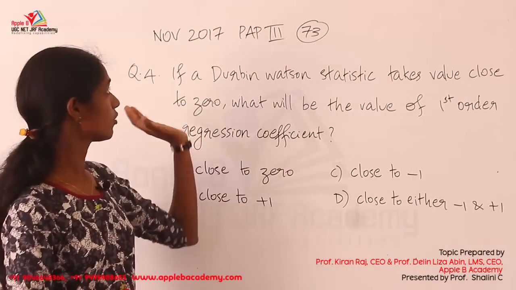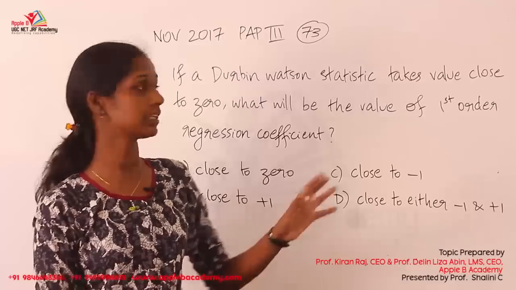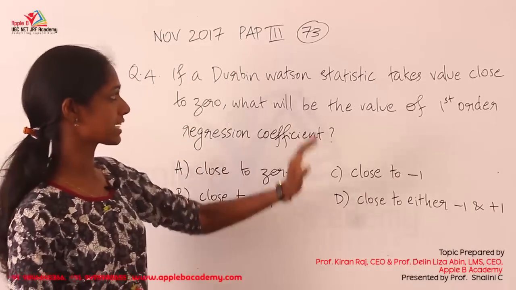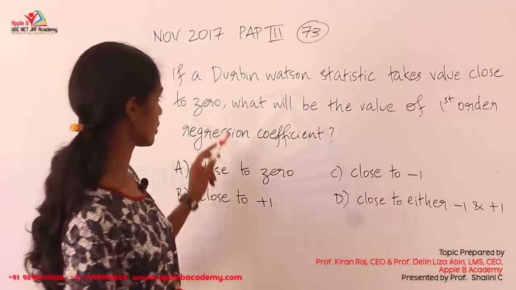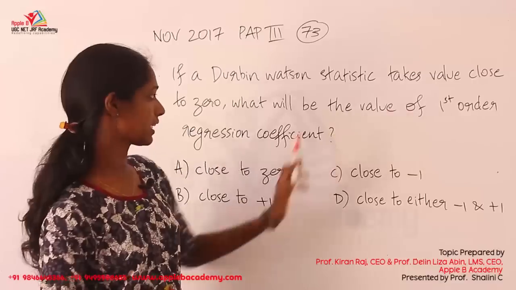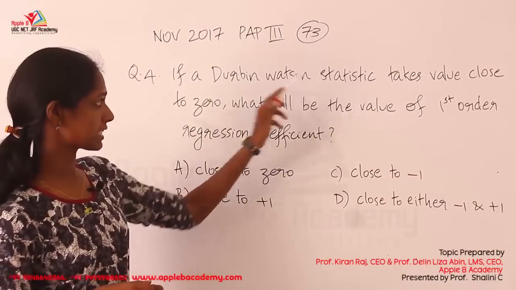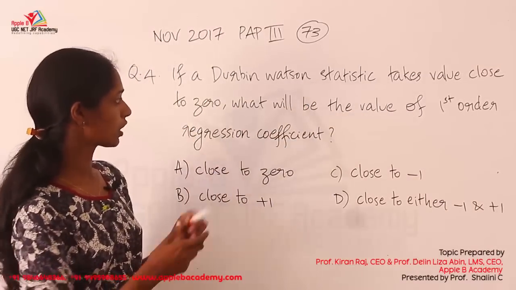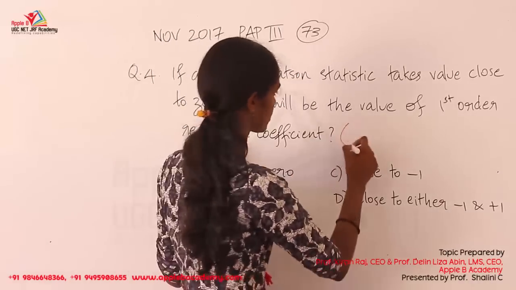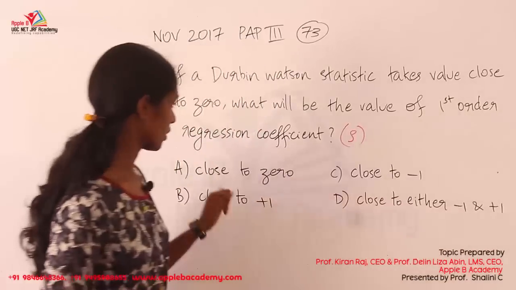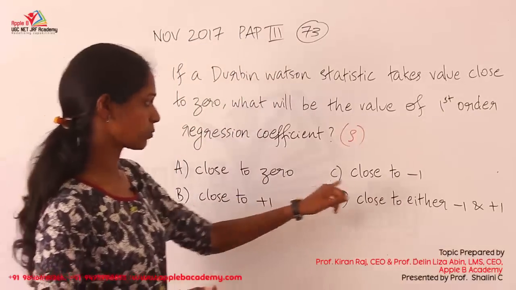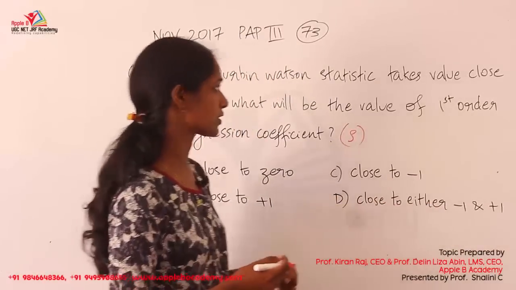So next question, November 2017, paper 3, 73rd question. If a Durbin-Watson statistic takes value close to 0, what will be the value of the first order regression coefficient? So it's given in the question that the Durbin-Watson statistic is close to 0. What will be the value of the first order regression coefficient or rho? Close to 0, close to 1, close to -1, close to either -1 or +1.